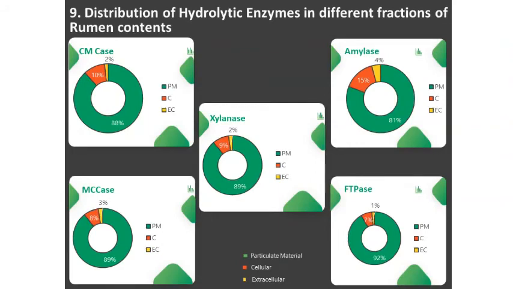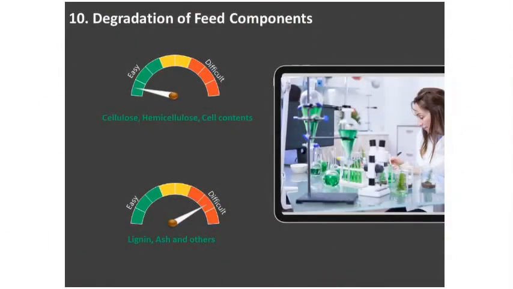The chemical composition of feeds, as I told earlier, shows that it has cellulose, hemicellulose, and cell contents, which are easily fermentable components, but lignin, tannin, ash, and other identified or unidentified toxic materials are difficult to ferment. A small group of compounds even inhibit the degradation of easily fermentable carbohydrates or components.